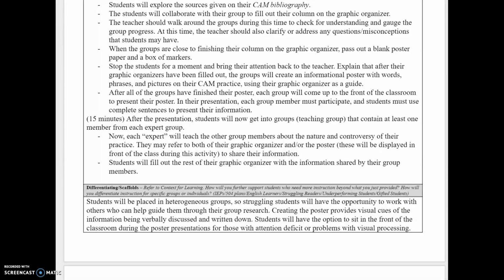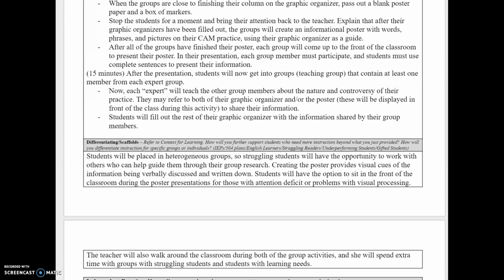For this portion, students will be placed in heterogeneous groups, so struggling students will have the opportunity to work with others who can help guide them through the group research. And creating the poster provides visual cues for information being verbally discussed and written down.